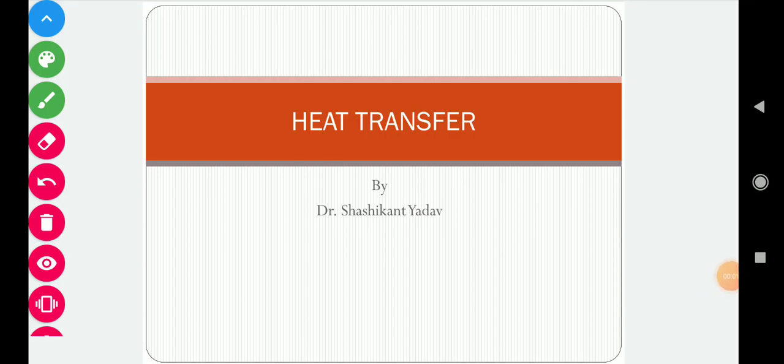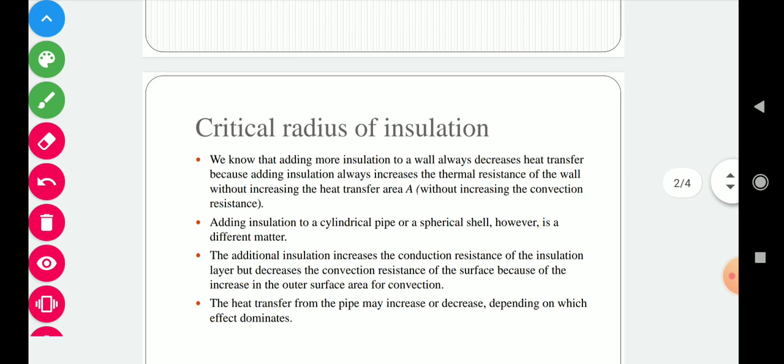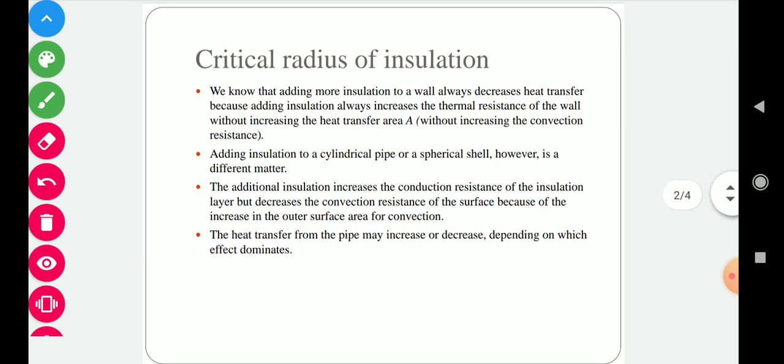Good morning. In today's class, we will discuss critical radius of insulation. This is a very important topic, and the critical radius of insulation is used for insulating a material.